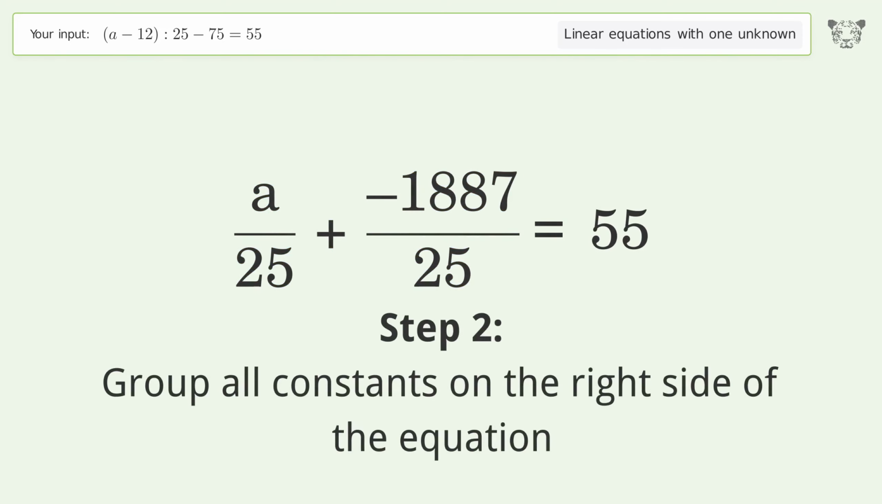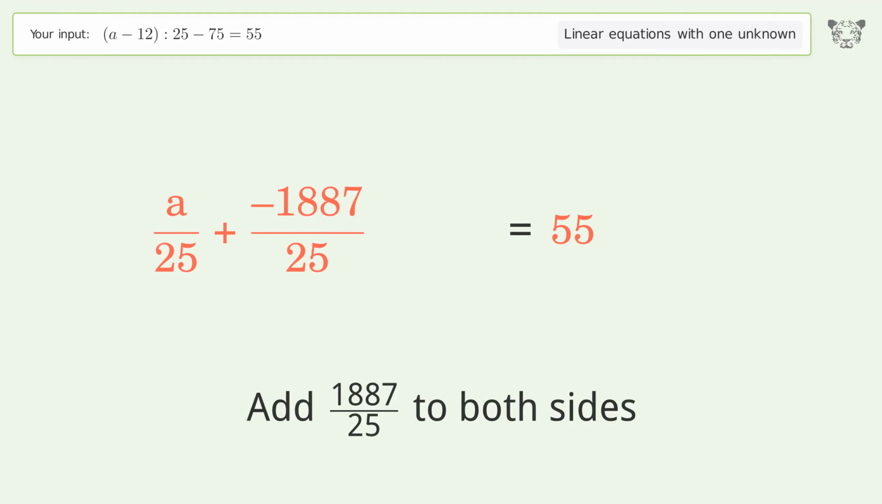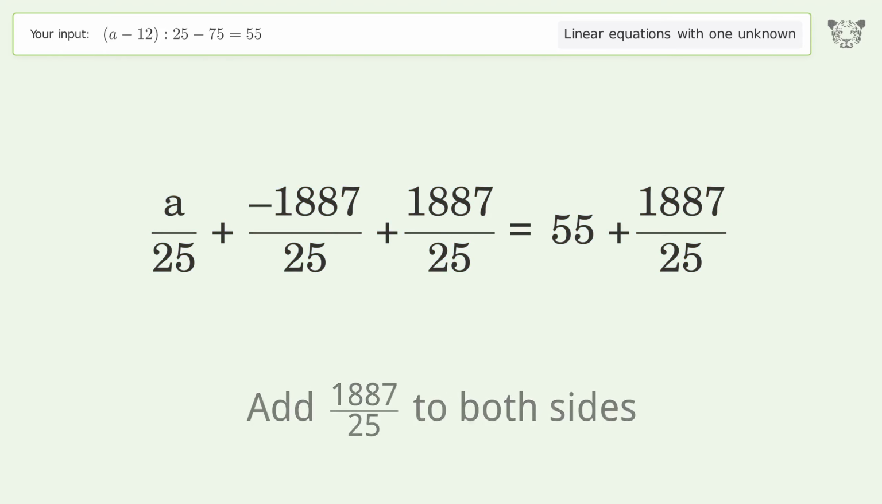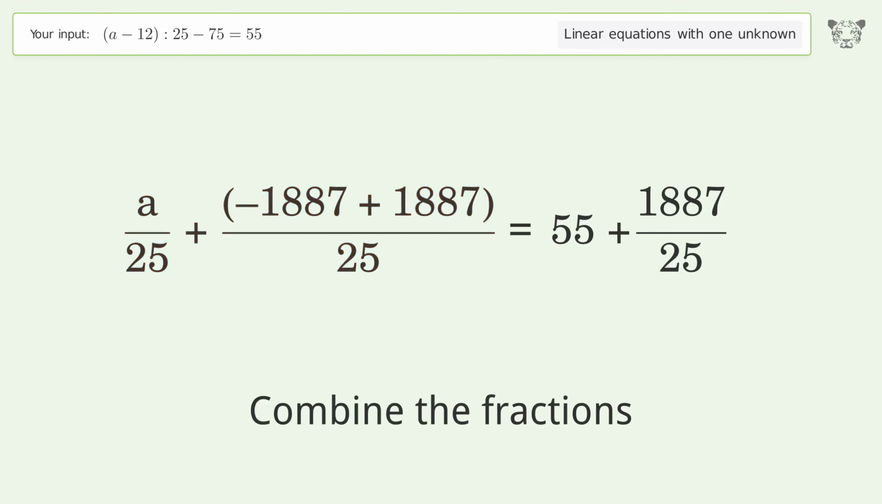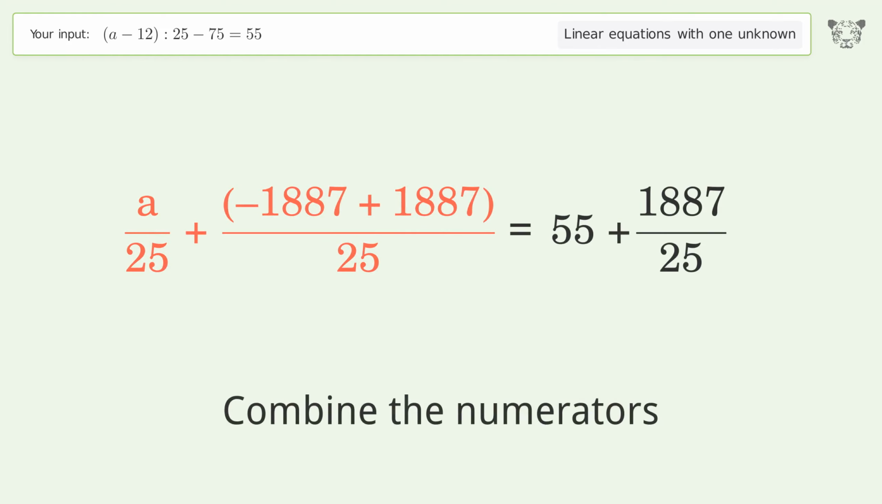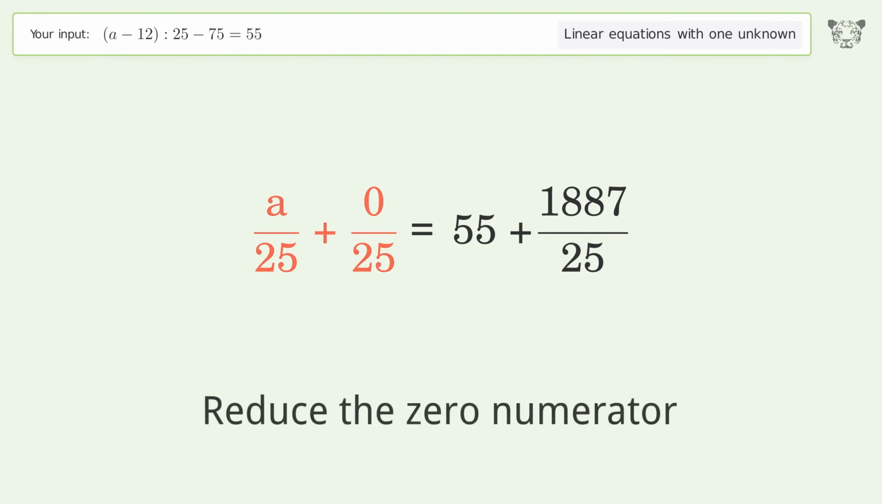Group all constants on the right side of the equation. Add 1887 over 25 to both sides. Combine the fractions. Combine the numerators. Reduce the zero numerator.